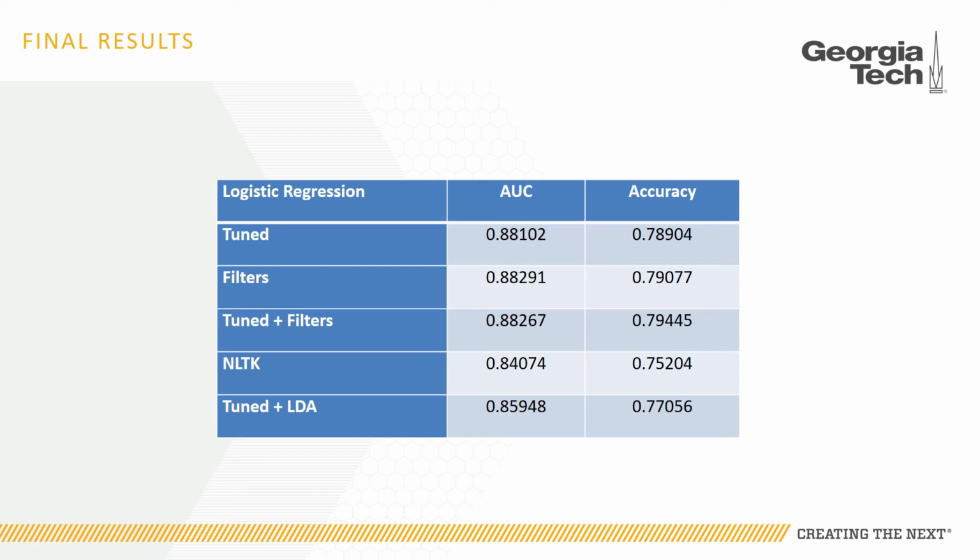Overall, we are happy with the results we got. From hyper-tuning the models and doing some more feature selection, we were able to get a 4% increase in both AUC and accuracy.